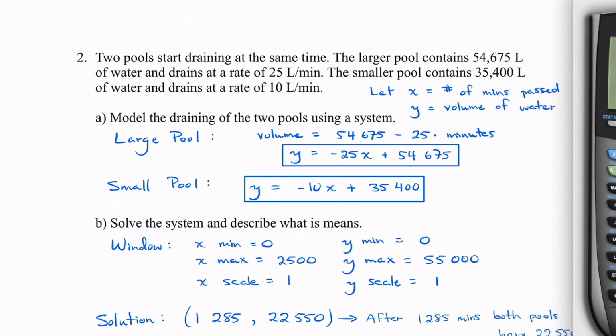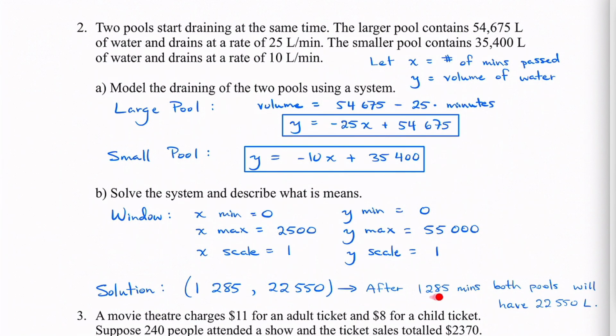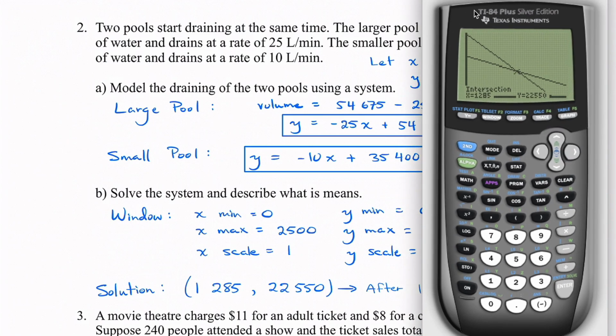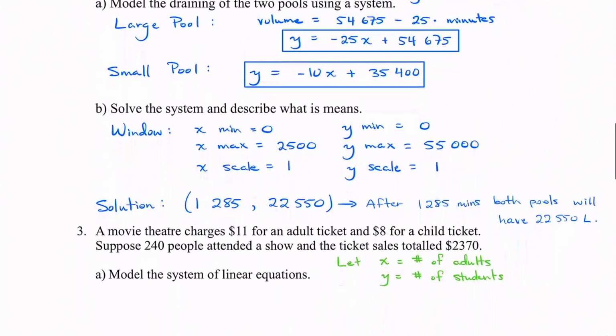So what that actually means is that after 1,285 minutes, both of the pools will have that much water left. So again, looking at the graph, this one starts with more water, comes down. This one starts at less water, but it's losing less per minute, so then they eventually cross right there. Okay, so that one's all done. We can look at number 3 here next.